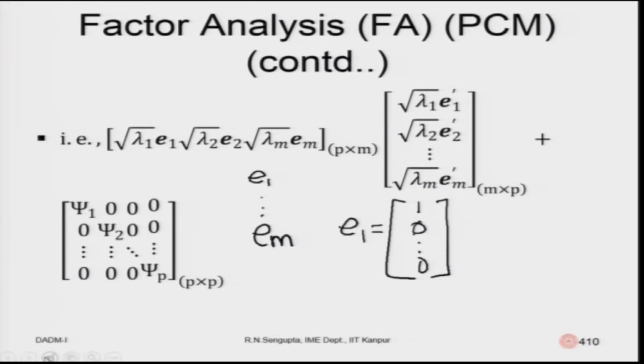When I consider E2, let me write it. The first element is 0, the second element is 1, the third element is 0, till the last one. When I consider E3, the first is 0, the second is 0, the third is 1, the fourth is 0, till the last one. When I come to E suffix m, all are 0 except the last one. So we are multiplying the corresponding eigenvectors using the unit vector method and then trying to find out the so-called factors.